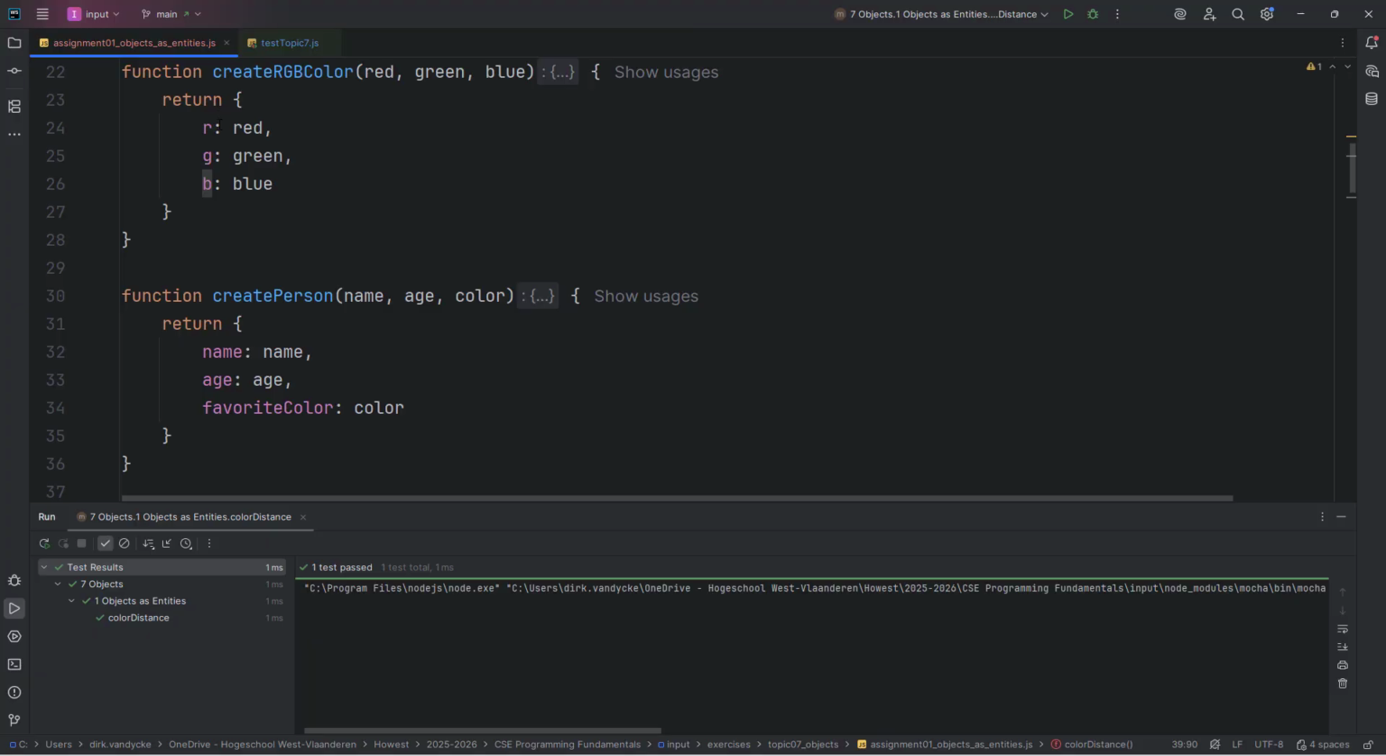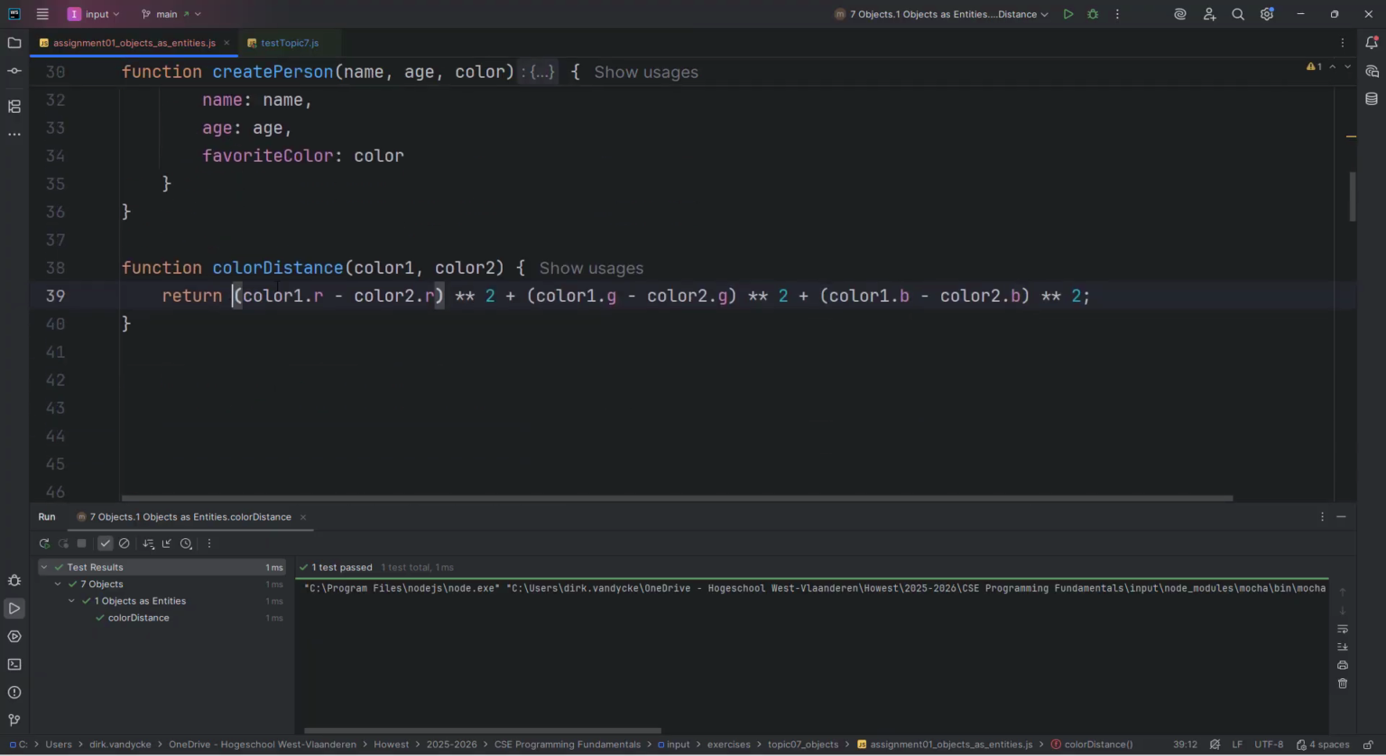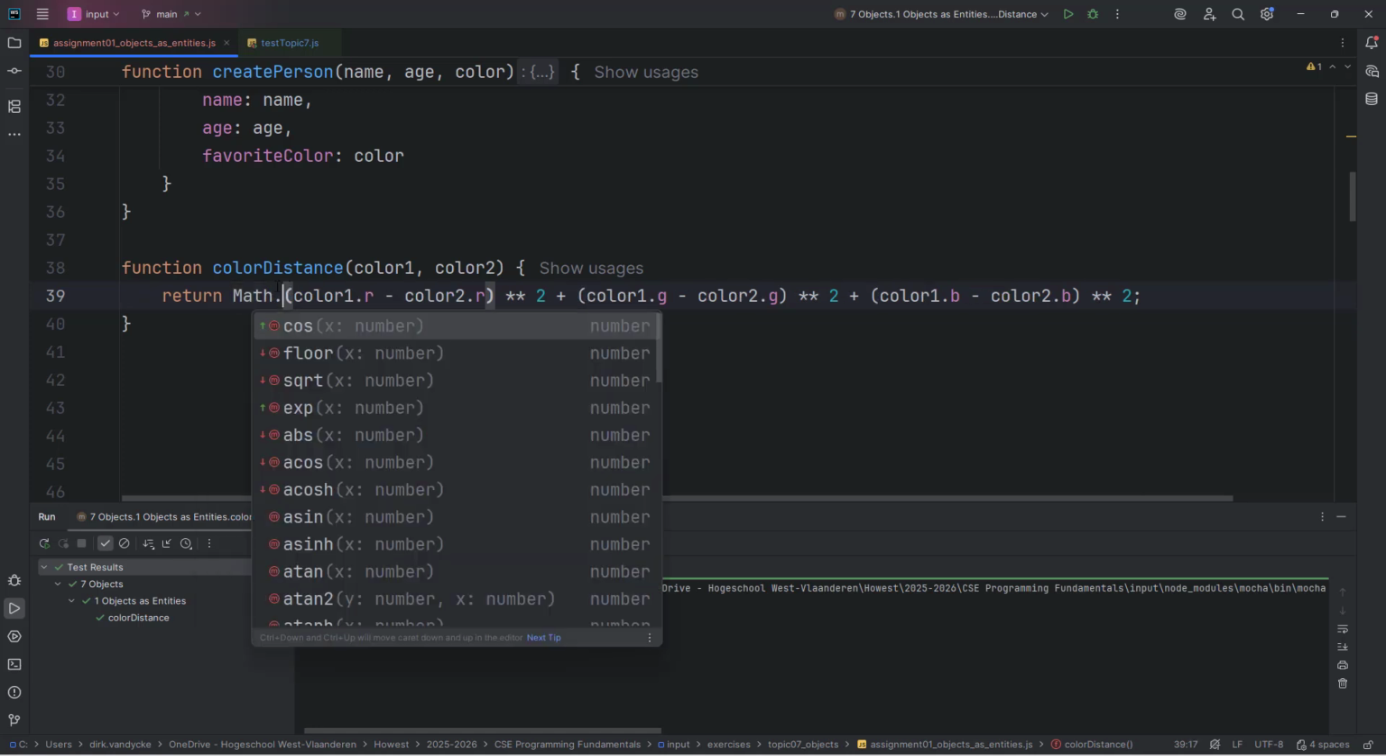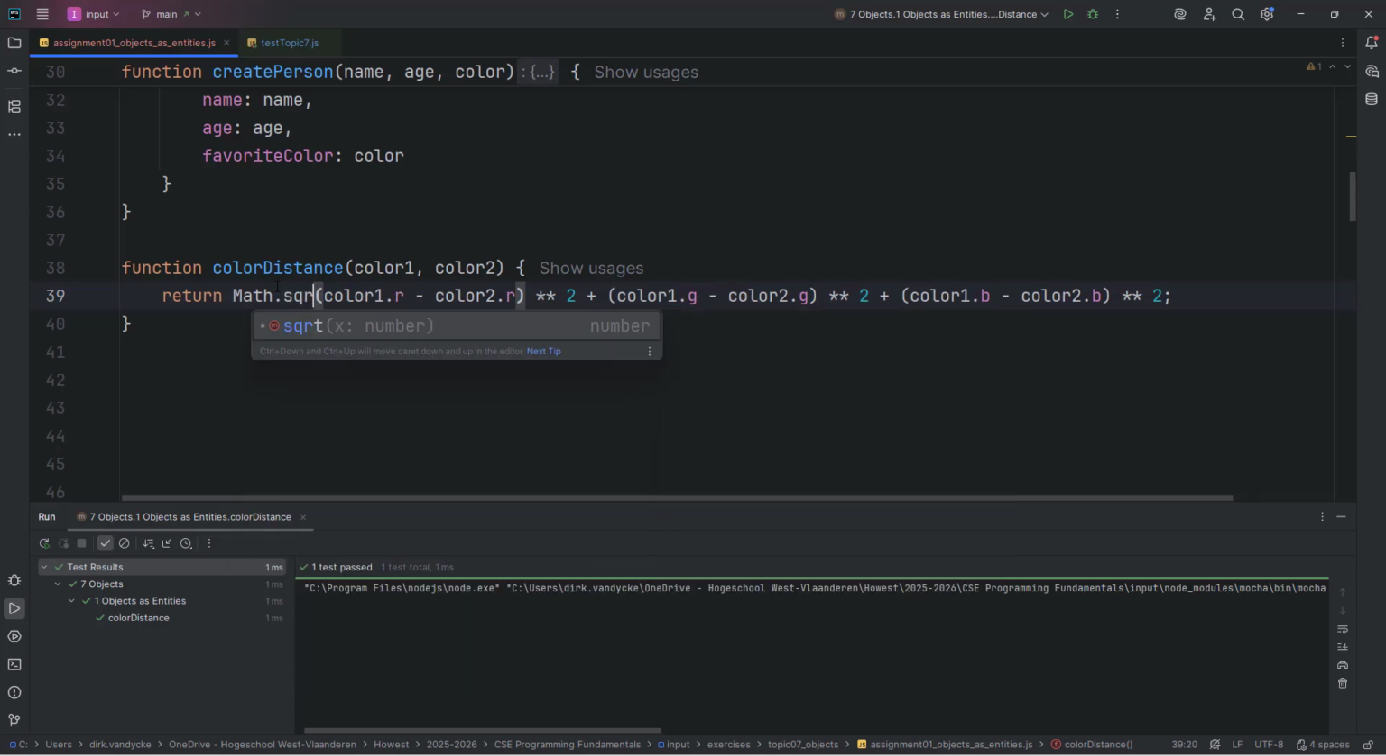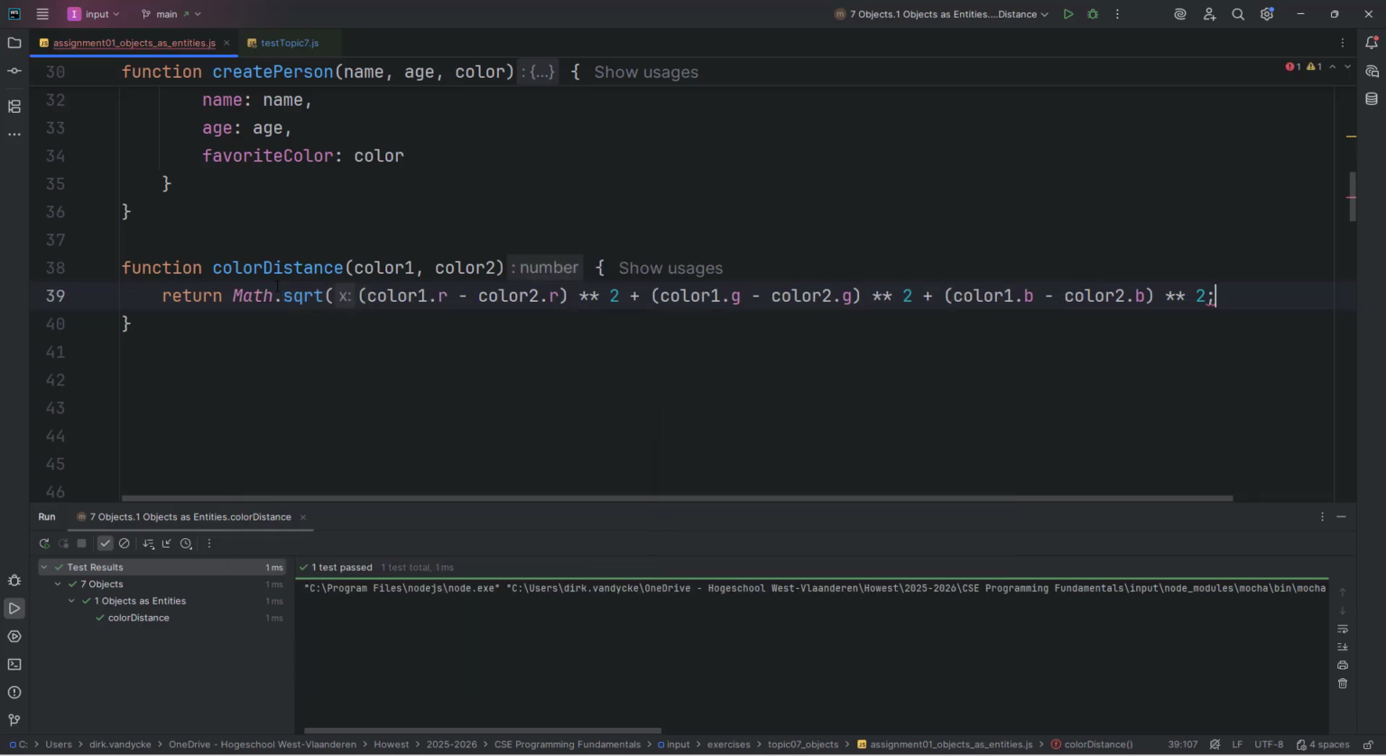You could add to this the square root of this, and by which you would have a Euclidean distance. Let me show that as well. So in math you have the square root, and you could take the square root of this whole sum of squares of differences, and that would be the Euclidean distance. Okay, but that's not what's being asked, so I'm going to refrain from adding that to my solution. That's it for the color distance function.